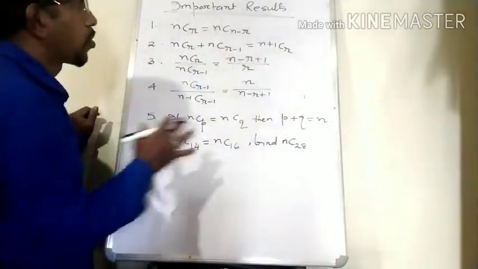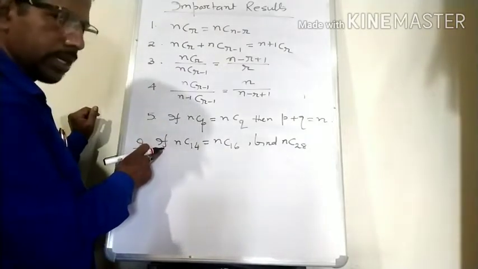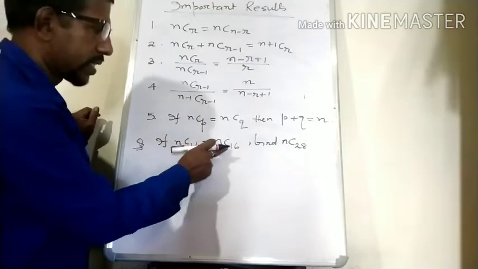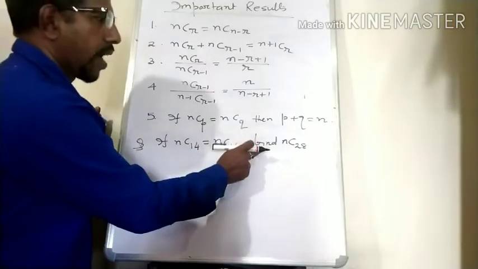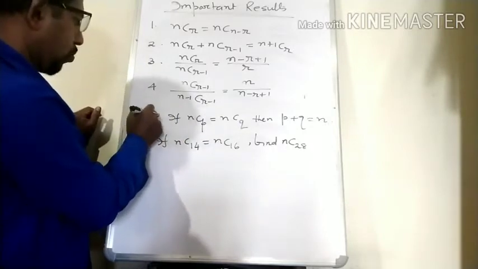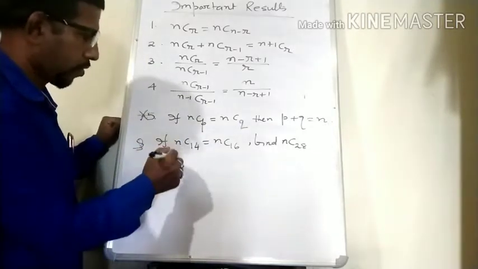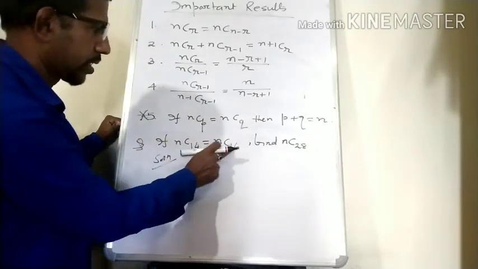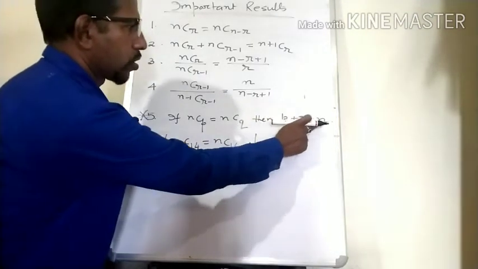These are the very important results. For example, in the book it is given the question: if nC14 equals nC16, find nC28. So with the help of this note, important result number 5, we can use it. What will be the solution? nC14 equals nC16. What is the formula? p plus q equals n.